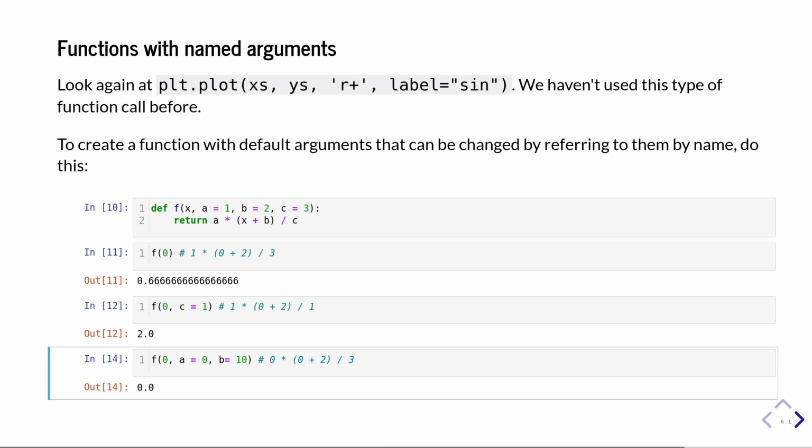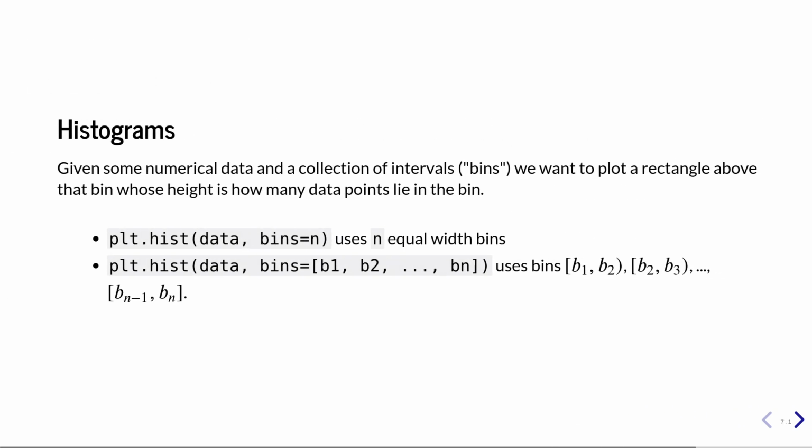Okay, so that's how you can create your own functions with named arguments, and it's a useful thing to do when you've got a complicated function which might have a lot of different inputs. So let's look at our final type of plot, which is a histogram or a bar chart.